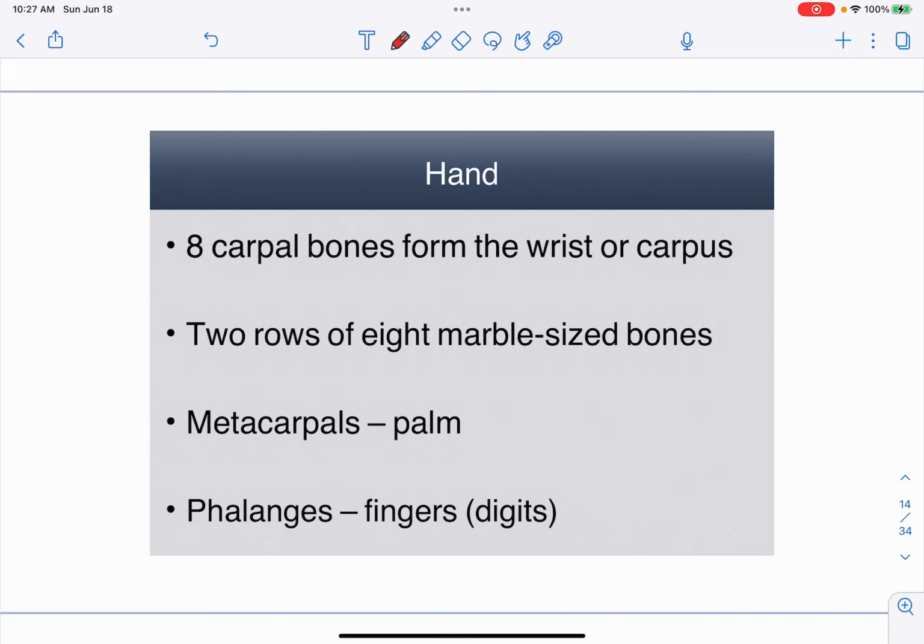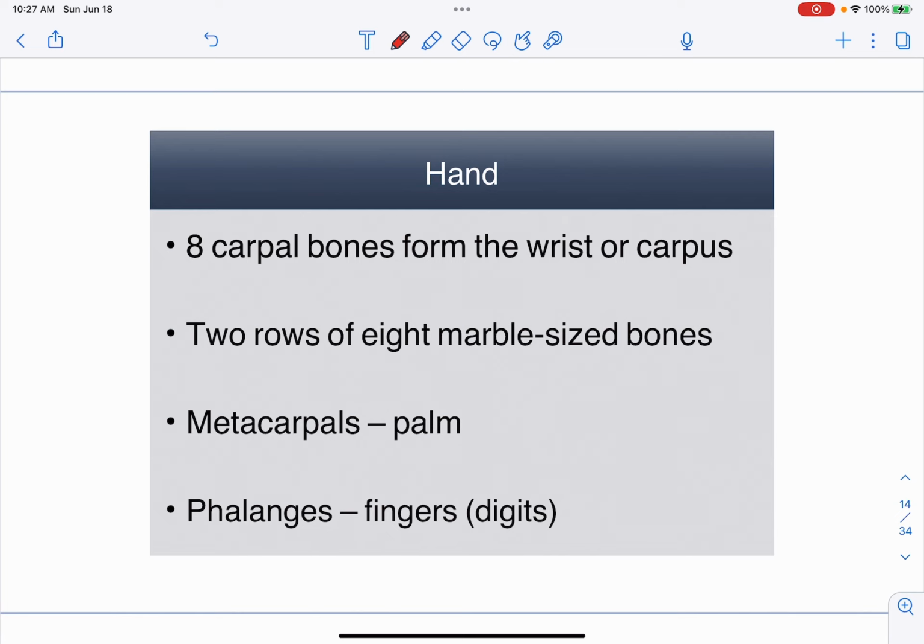So let's move on to the bones of the wrist and the hand. There are 8 carpal bones that form the wrist, or the carpus. These are 2 rows of 8 marble-sized bones. And I actually have a mnemonic for you to help you memorize and determine the order and the names of those wrist bones.